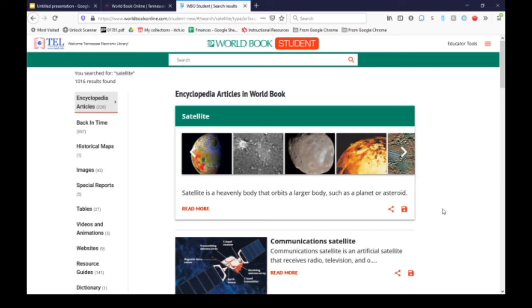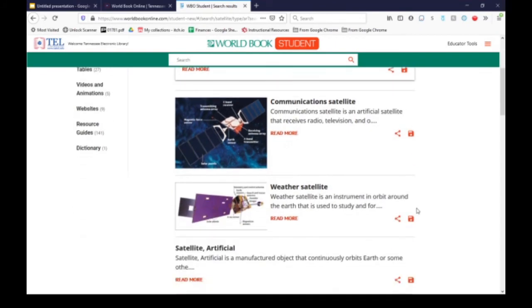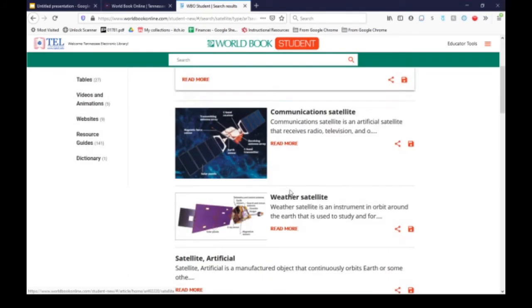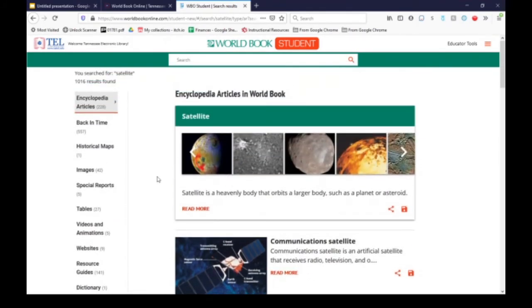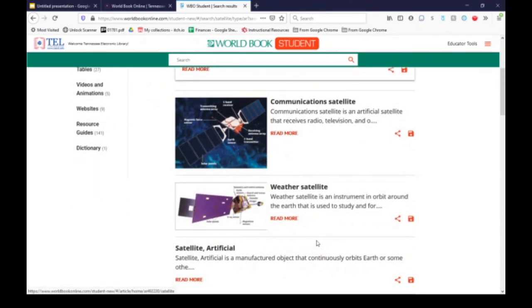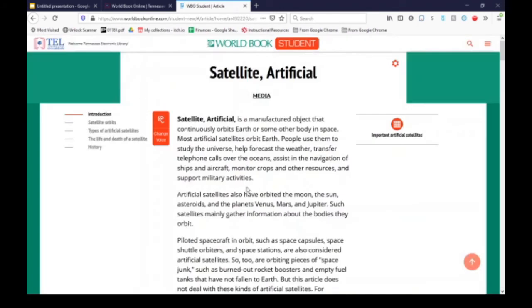Satellite. Okay. So this first one is, a satellite is a heavenly body that orbits a larger body such as a planet or asteroid. All right. However, they're asking about satellites, and there are two kinds of satellites, right? Fun fact, the Earth is a satellite. It orbits around the sun, okay? The moon is a satellite. It orbits around the Earth. Sometimes it's just talking about something that's going around something else. That's not what we're talking about. The question is actually about artificial satellites.